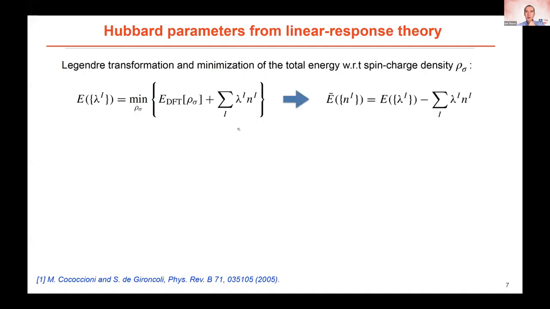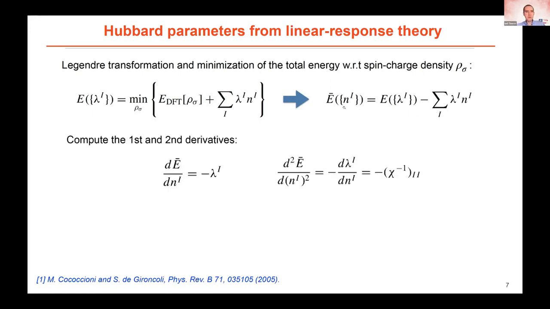By doing so, we obtain this object E of lambda I, and then we can construct yet another object, E bar, which is the energy function, which depends on the occupations N of I. So this is obtained by subtracting from our energy expression E of lambda I the term that we added before. So we subtract it now.